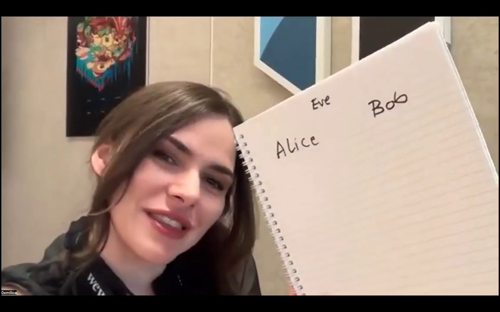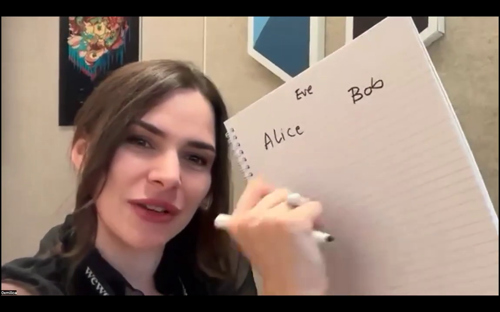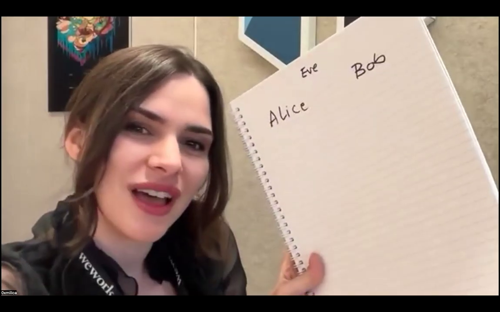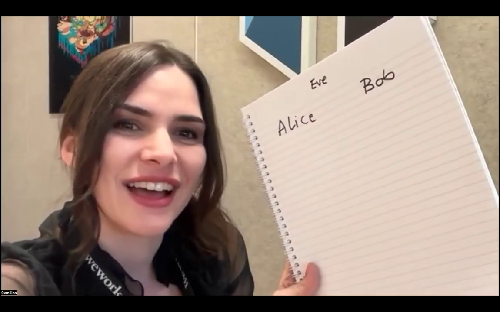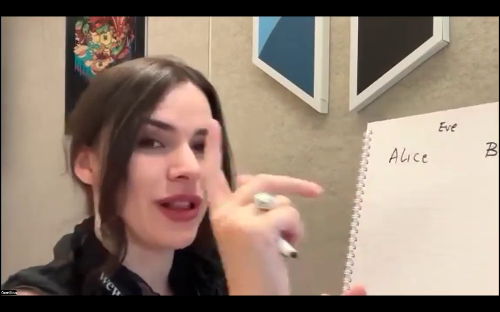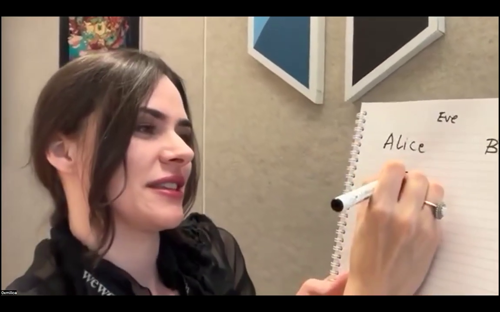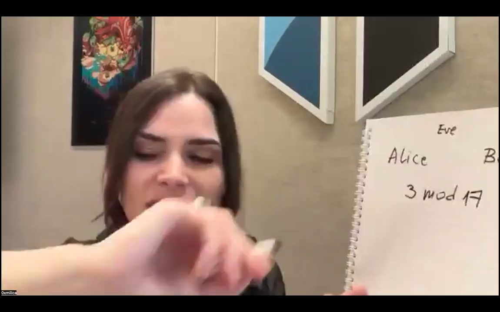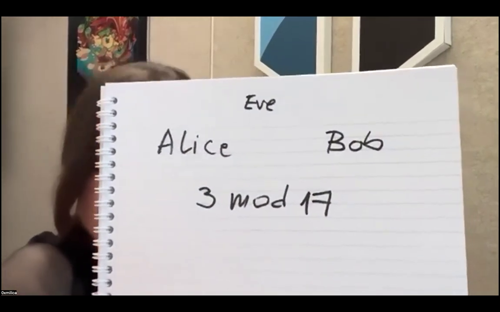Let's acknowledge that there are two people that want to have a secret conversation. There's a third person who wants to join them and steal their secrets, and Alice and Bob are trying to protect against that. They will agree publicly on a prime modulus and a generator. This is what it looks like: 3 mod 17. I'll ask you to write this down, 3 mod 17.